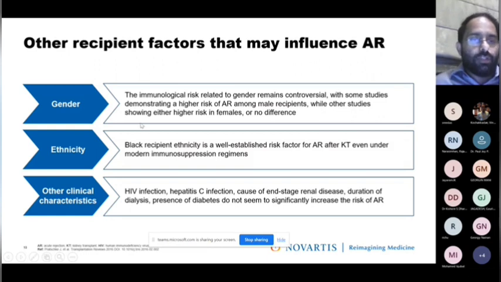In ethnicity, it has been shown that black recipients have a higher risk of acute rejection after kidney transplantation, even with current modern immunosuppressive regimens. Other clinical factors like hepatitis C infection, the etiology of the kidney disease, the duration of dialysis, and the presence of diabetes especially do not seem to increase the risk of acute rejection.